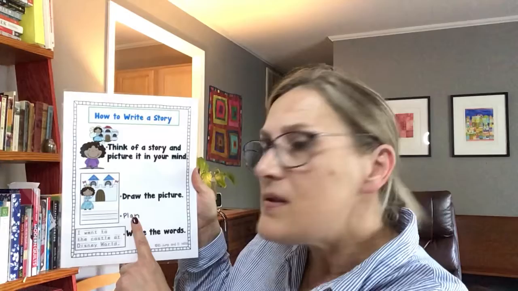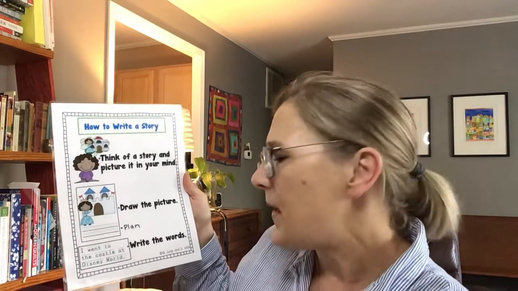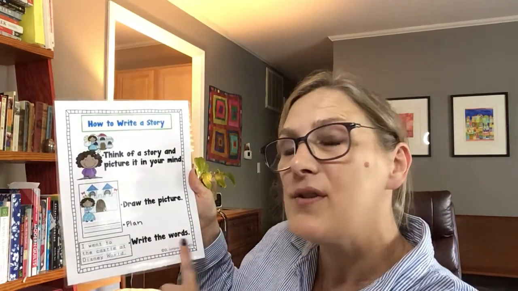The next step is to plan. So after you draw your picture, you look at your picture and you think about what are the words that you're going to say to tell about your picture. And finally, the last step is to write your words. So you add the words to the bottom or the top, wherever the space is for your words, you're going to add that to your picture.